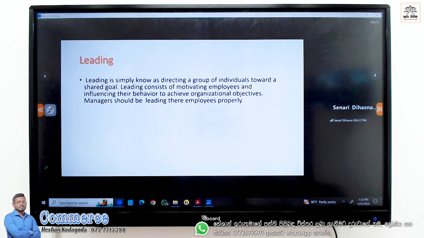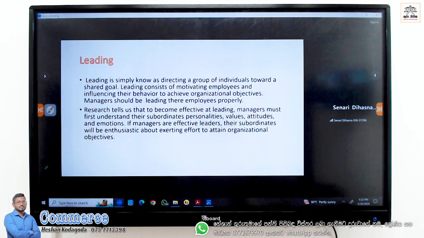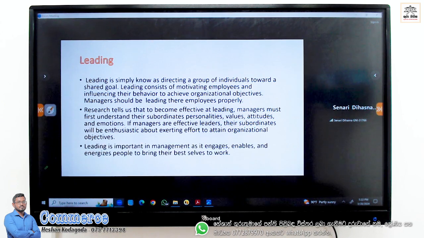Managers should be leading their employees properly. Researchers tell us that to become effective at leading, managers must first understand their subordinates' personalities, values, attitudes, and emotions. If managers are effective leaders, their subordinates will be enthusiastic about exerting effort to attain organizational objectives. This is important in management as it enables and energizes people to bring their best selves to work.